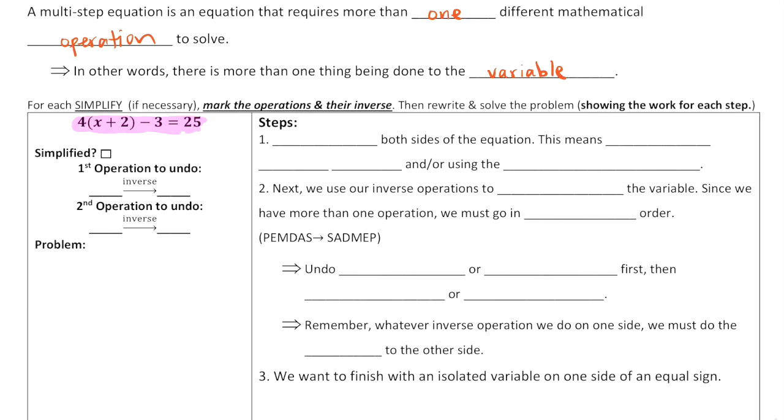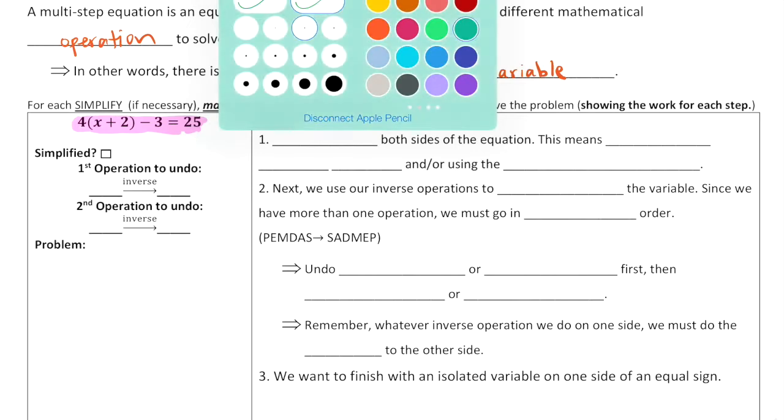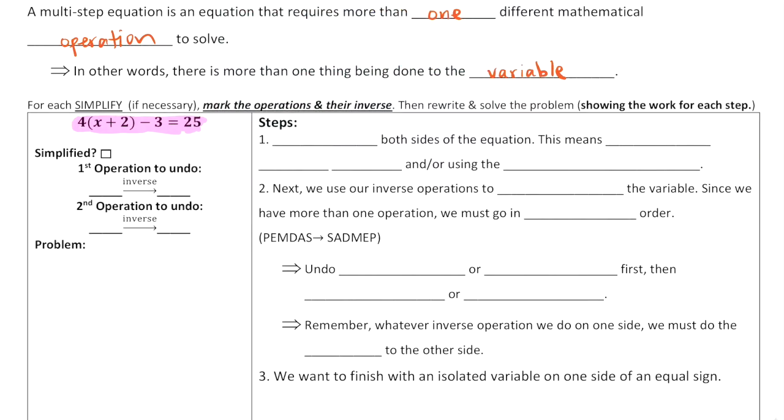Now the first thing I want to check is that we actually have a simplified expression. We want to make sure that we simplify both sides of the equation. This means combining any like terms, and/or using the distributive property.